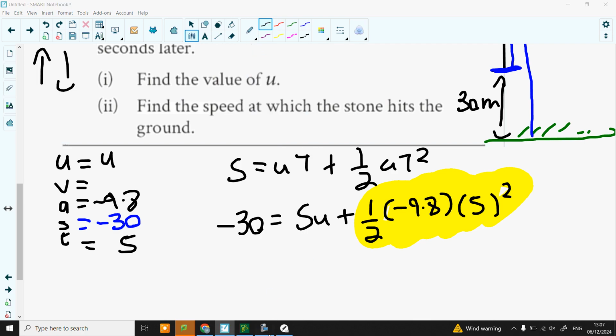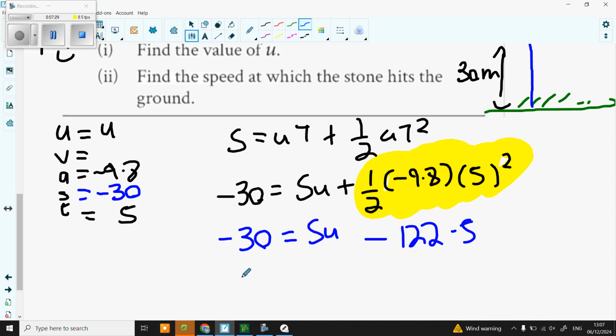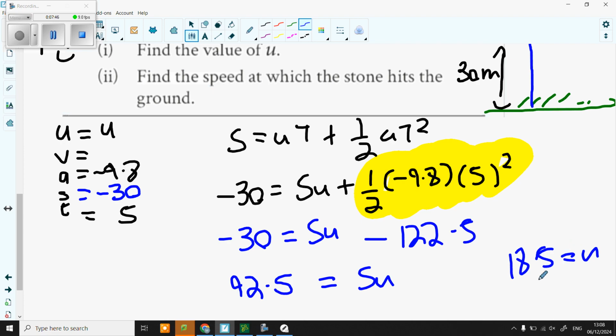Okay. Minus 122.5. Good man. And then I want you to add that to minus 30. What you get? 92.5? No, not 90. Yeah, 92.5, isn't it? It's 5U, and then divided by 5. 18.5 equals U.